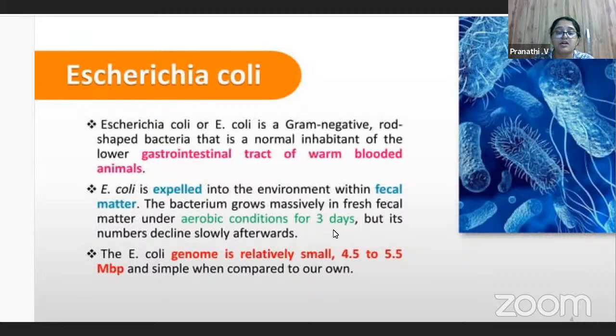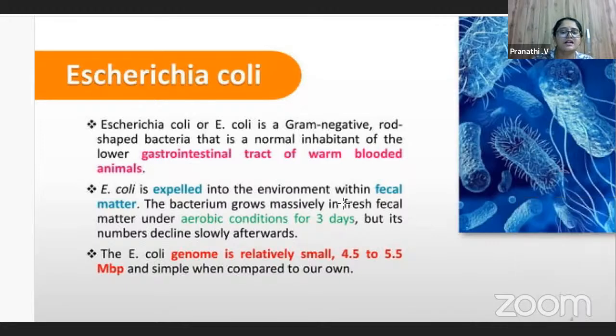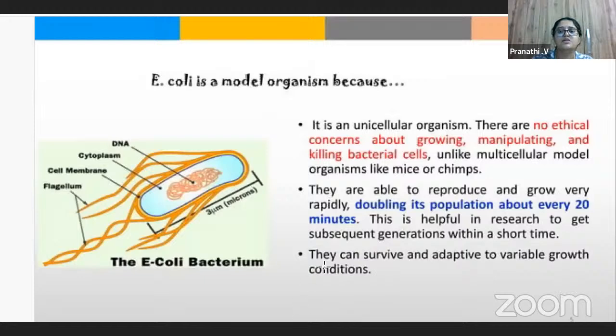And it is really small. The size of its genome is small, around only 4.5 to 5.5 Mbps. So it is quite small. We can easily cultivate and grow it. So why is it a model organism? Because it's unicellular, so we do not have any kind of issues with it, and we know its genome. At the same time, the doubling time is around only 20 minutes, since it is a bacterium. So it can reproduce very quickly, and we do not have any kind of ethical concerns.